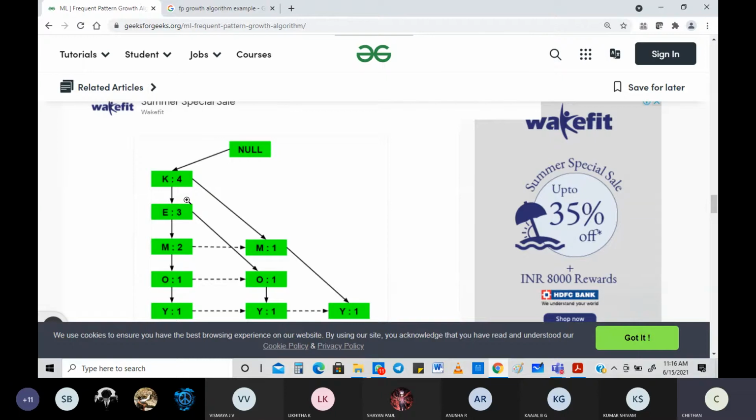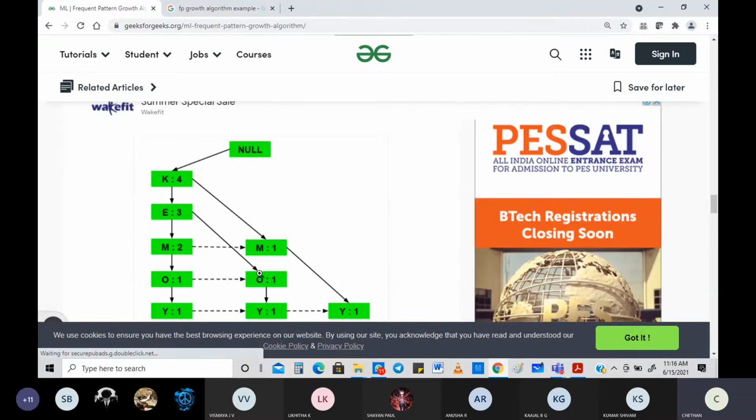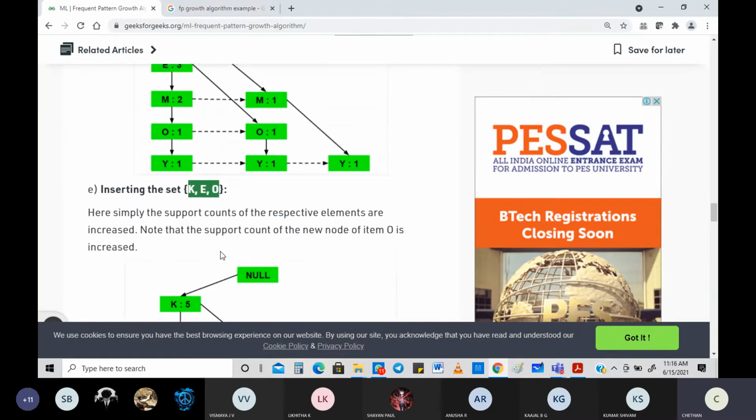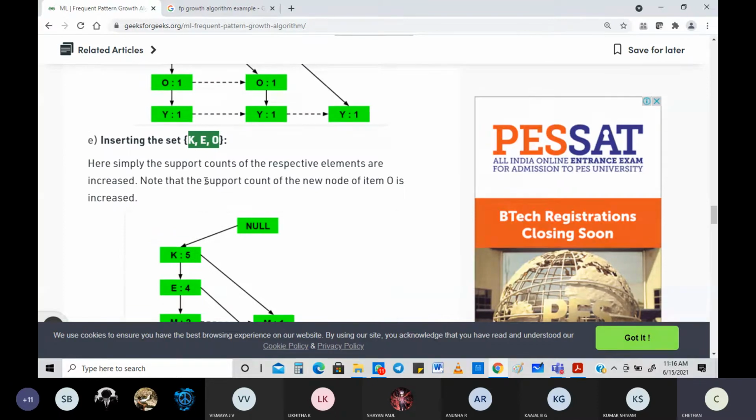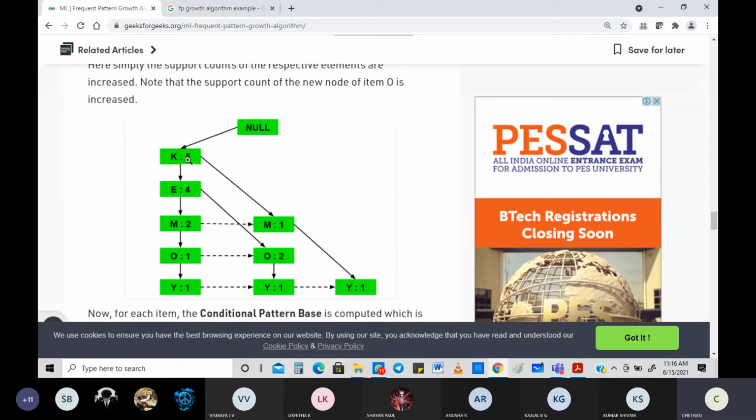So you have to increment what? K here, E here, and also O can be incremented right here, because K, E, O, easily you can increment that. So K, E and O. Now you can see this K, E, O, right? So this will be easily incremented like this. 5, this will be incremented to 4, and this you can see very clearly is becoming 2.